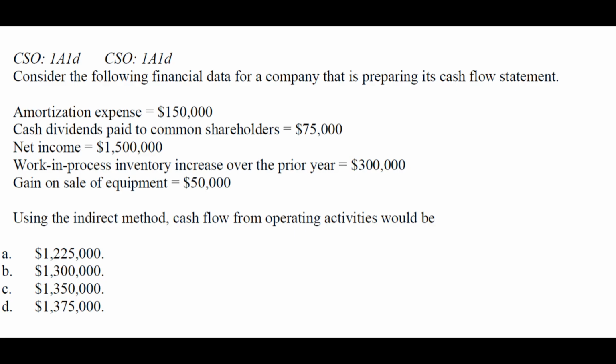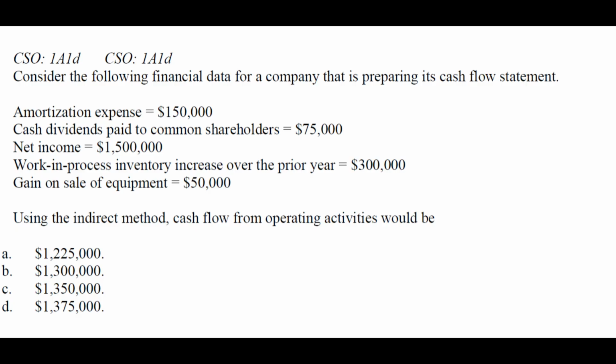This question tests students' ability to prepare the operating activities section of the statement of cash flows using the indirect method. Under the indirect method, the calculation starts with net income and then adjusts for non-cash expenses, which are added back, e.g., depreciation and amortization, non-operating gains or losses, which are removed, e.g., gains on asset sales, and changes in working capital, such as inventories, receivables, and payables. Students should also recognize that cash dividends paid are financing cash flows, not operating cash flows, and therefore should not be included in this calculation.